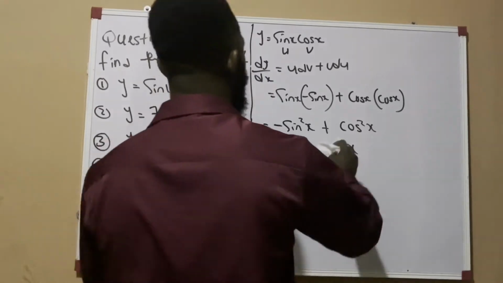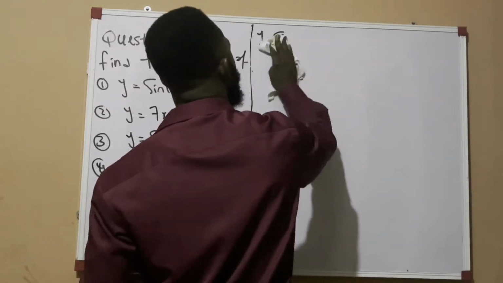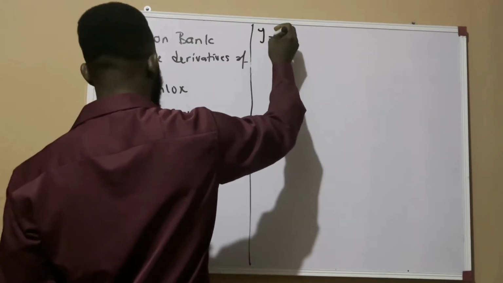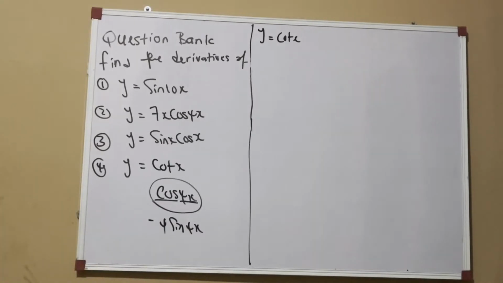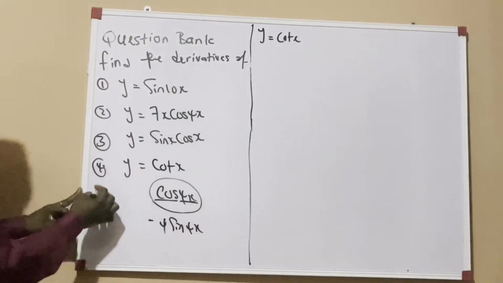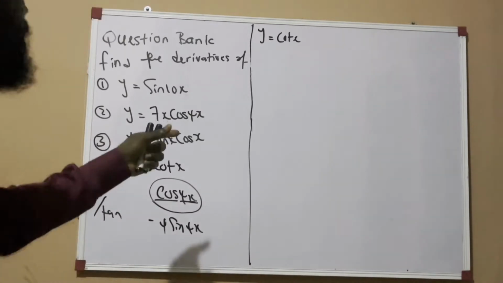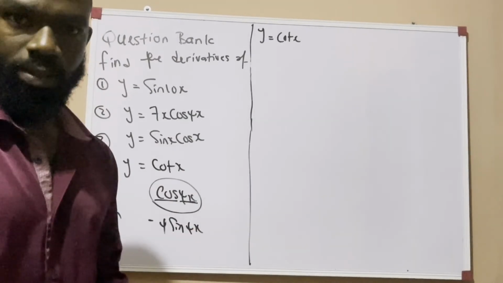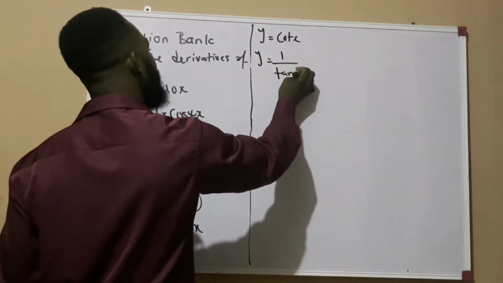Question number 4 says, y equal to cot x. First of all, what is the meaning of cot? Cot is the inverse of tan, which means 1 over tan. So wherever we see cot x, we can write 1 over tan. It is the same thing. So here becomes y is equal to 1 over tan x.